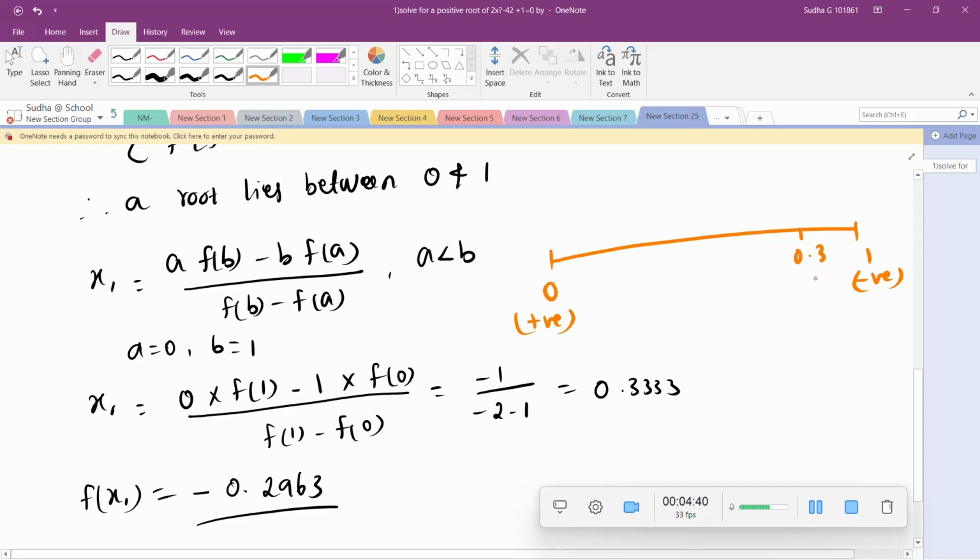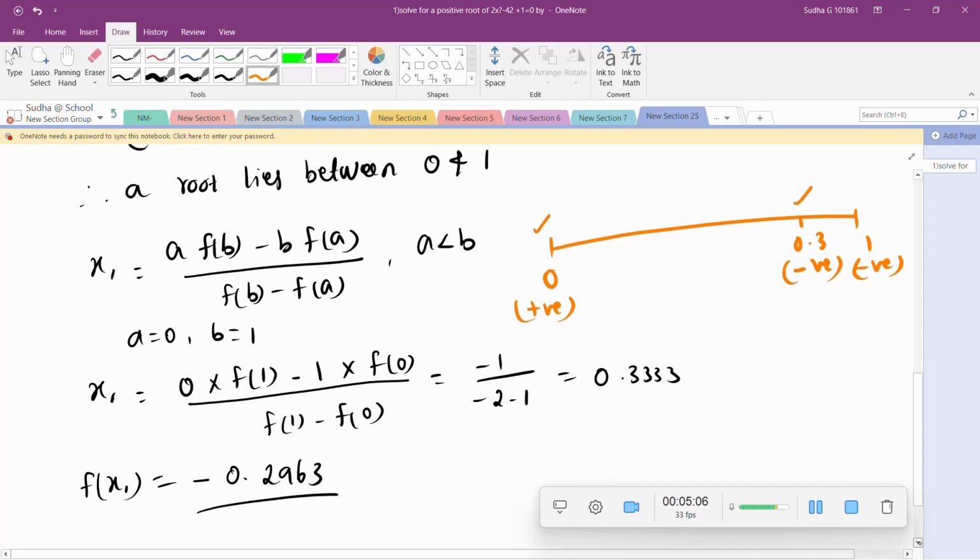Next we have to substitute this x value in the given function. Then we get a value which is negative. So again, therefore, a root lies between alternate signs, positive and negative. So between 0 and 0.3. Instead of negative, in case if we get positive, therefore a root lies between 0.3 and 1. But we are getting negative again. So therefore a root lies between 0 and 0.3.